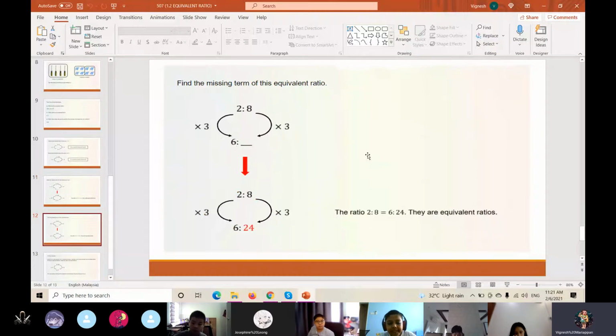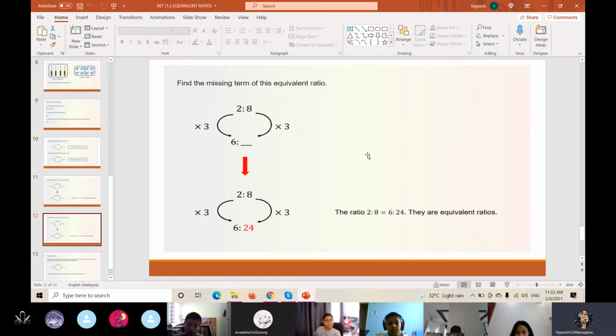Okay, then next example. This one, 2 to 8 is already given. I never said you only have to divide. If the question asks for the simplest form, yes, you have to divide. But the question is about the missing term. It doesn't mean it's only about division. Some of the questions you also need to multiply. It depends on what answers and missing terms they give.